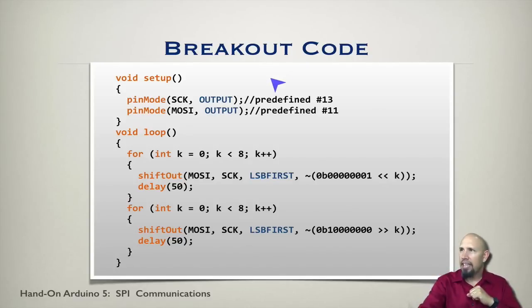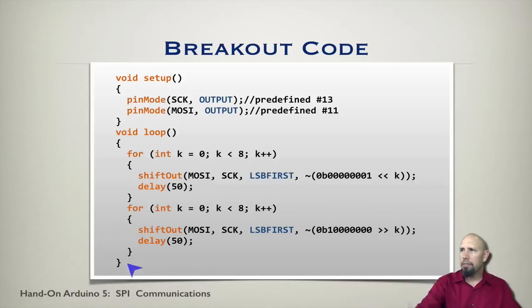Some of these things are already predefined. For example, SCK is predefined as pin number 13. MOSI is predefined as pin number 11. So I don't actually have to define SCK or MOSI. It's already predefined in the Arduino IDE. In fact, if you try to define SCK, it's going to barf. It doesn't like that. So that's our setup routine.